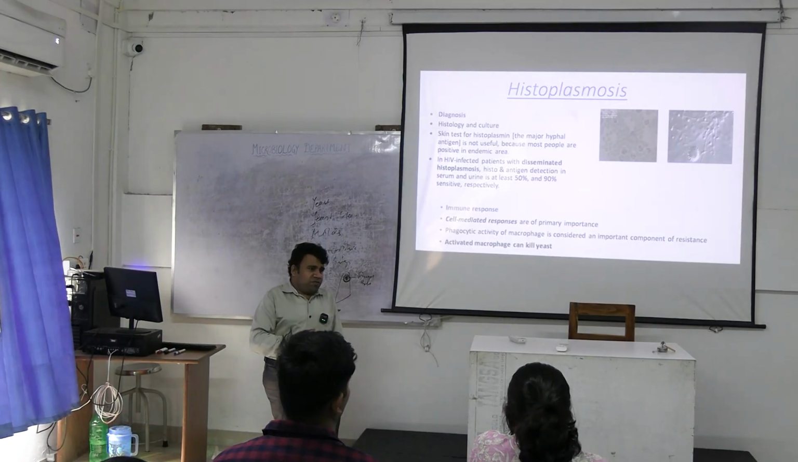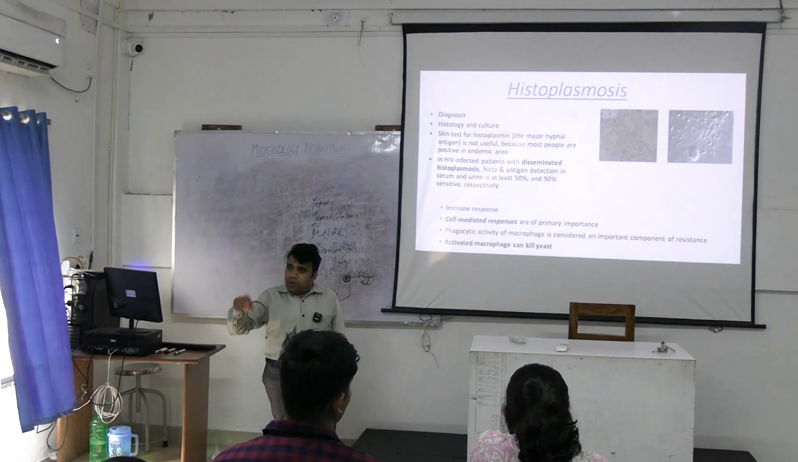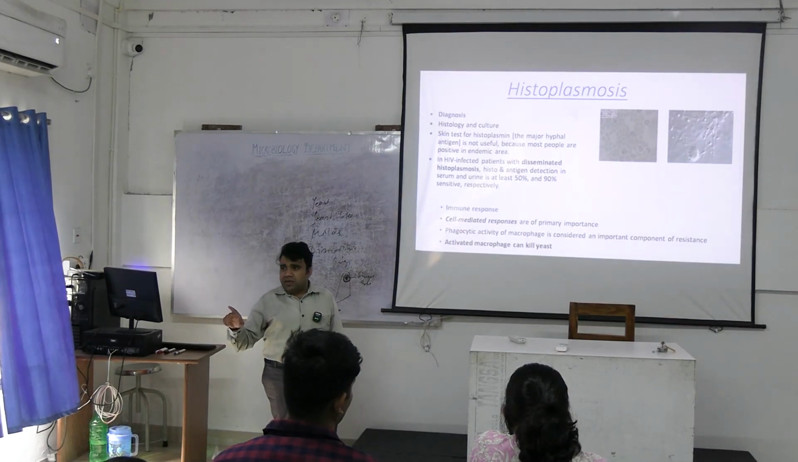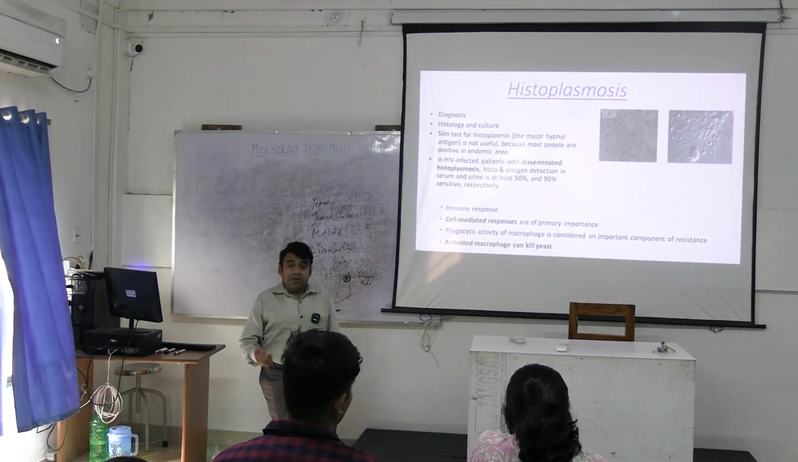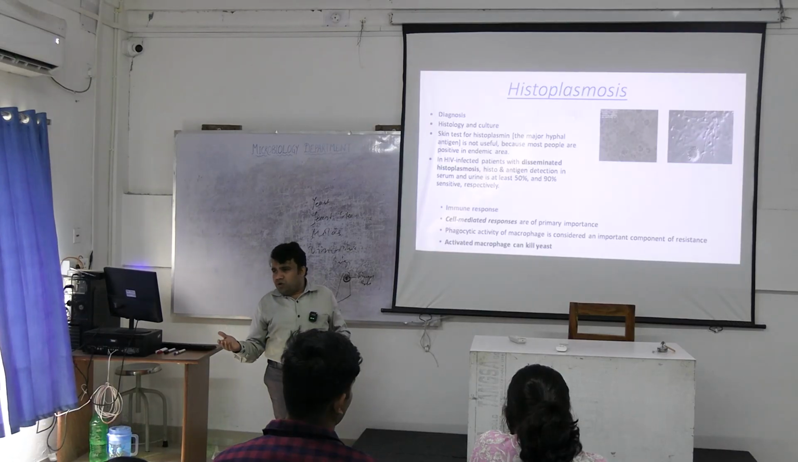Now, because it's a dimorphic fungus, one way we can confirm the diagnosis is by inoculating the same yeast, not at 37 degrees centigrade now, but at 25 degrees centigrade. Then we can observe that the same yeast will change into the mold form.